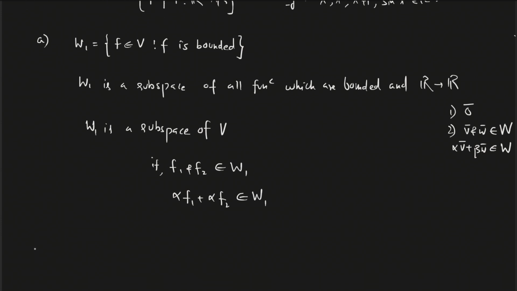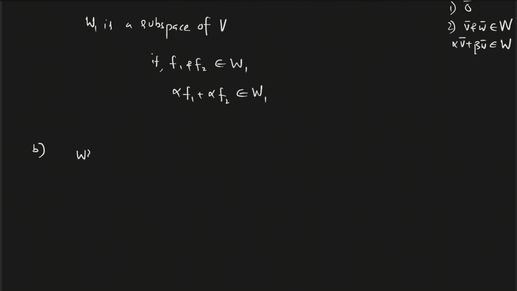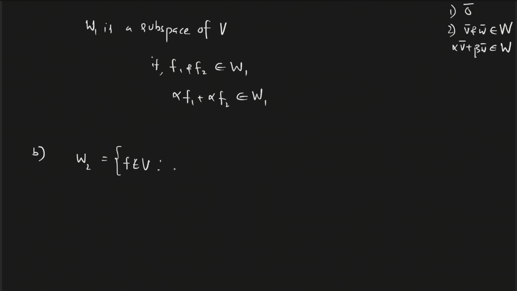Okay. Now we will check the second option. The second option is saying that subspace W2 is all functions f belonging to V such that f is continuous.